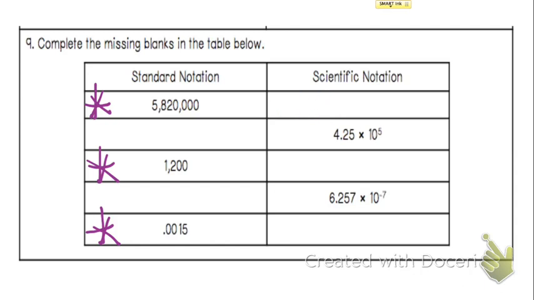Rewrite that a little bit neater. Okay, so 5.82. How many times did I move my decimal to create this number between 1 and 10? It looks like I moved it 6 times. So I would have 5.82 times 10 to the 6th power.